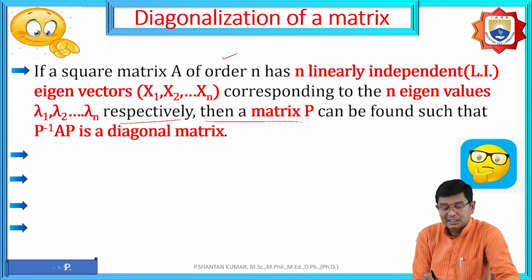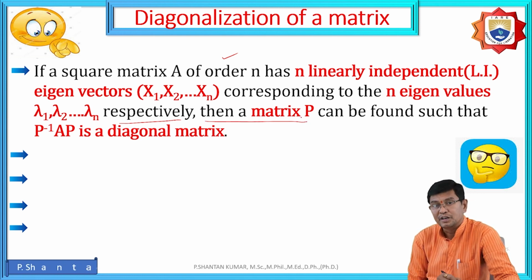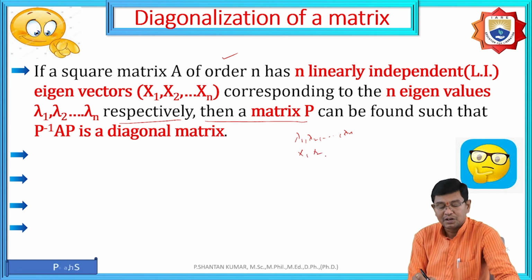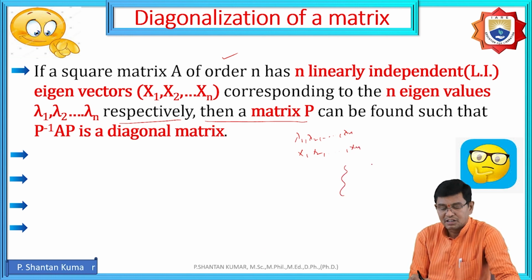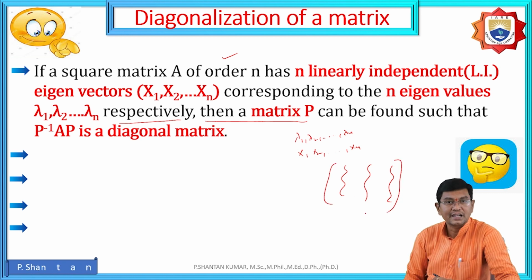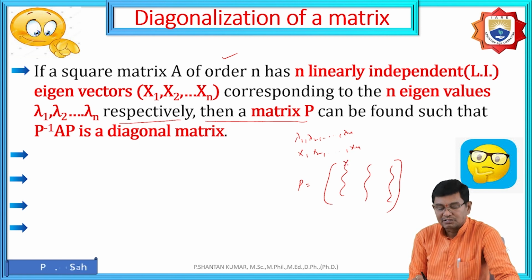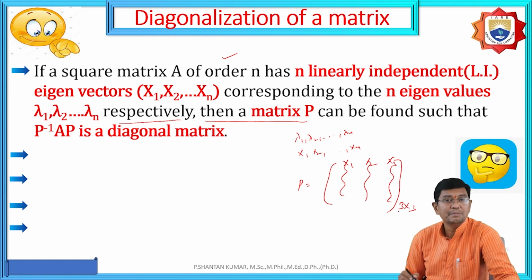Then a matrix P can be formed. What is the meaning of this? First of all, we need to find the eigenvalues lambda 1, lambda 2, lambda 3 up to lambda n, and correspondingly the eigenvectors: lambda 1 gives x1, lambda 2 gives x2, up to xn. Whatever x1, x2, x3 you get, if they are arranged as the columns of a matrix, this matrix is known as the P matrix. For example, this is a 3 by 3 matrix.